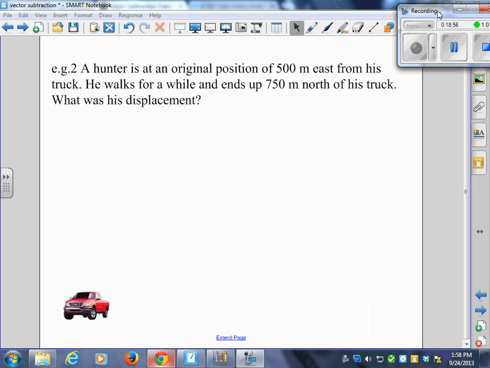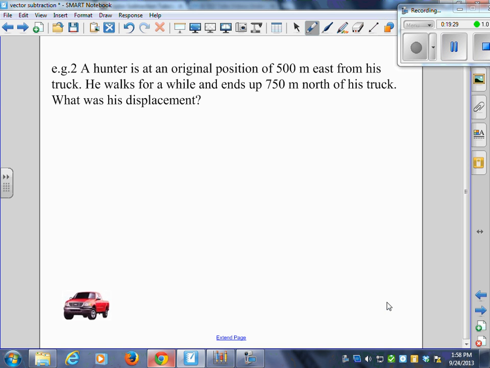Where is he initially? Roughly where is that? Somewhere over here? Maybe not that far, or I'm using up too much space. Do I need to worry about a scale here? No. It's probably a good idea to draw a little sketch, and then if you have to solve it with a scale, draw another one. So let's just draw a little sketch.